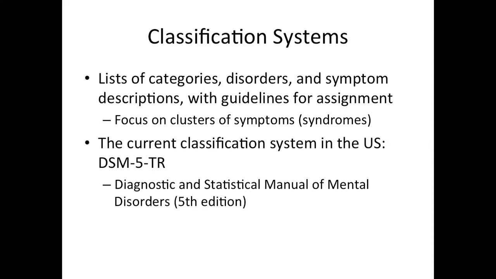You also will see that we have the text revision. In 2022, there were some text revisions to the DSM-5. So currently, you'll see it written as the DSM-5-TR, text revision. And what the DSM-5 does is it allows us to break diagnoses down into categories of clinical syndromes.